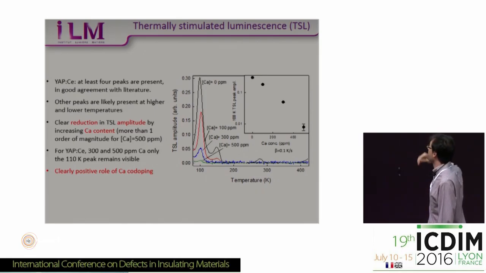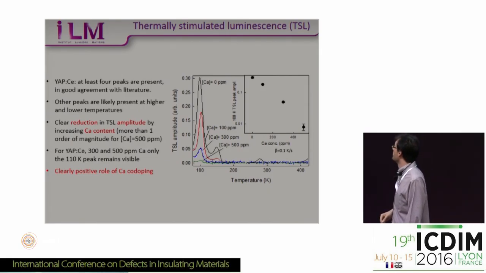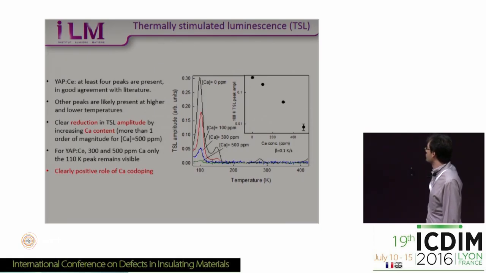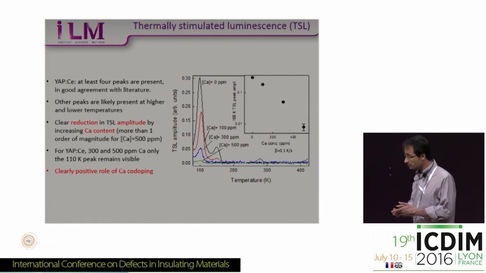And as we increase the calcium content, all the peaks lose intensity quite remarkably. For the 500 ppm sample, only one peak, the one at about 110 kelvins, remains visible. But the overall intensity decrease is of at least one order of magnitude.